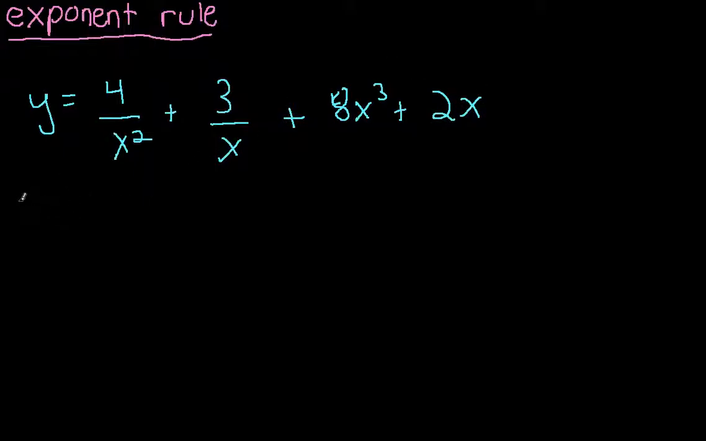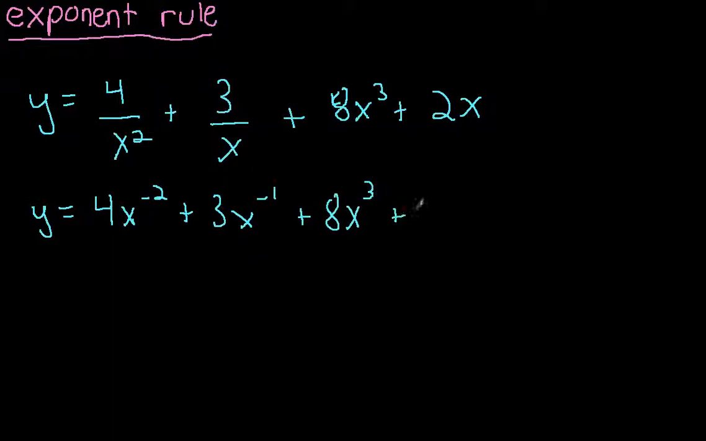So the first thing I want to do is rewrite my y so that all of the exponents are in the numerator. So this would be 4 times x to the negative 2 plus 3 times x to the negative 1 plus 8x cubed plus 2x. Now I'm going to put the 1 in there just because. All right, so I bring the negative 2 to the front. This becomes negative 8x to the negative 3. Bring the 1 to the front.